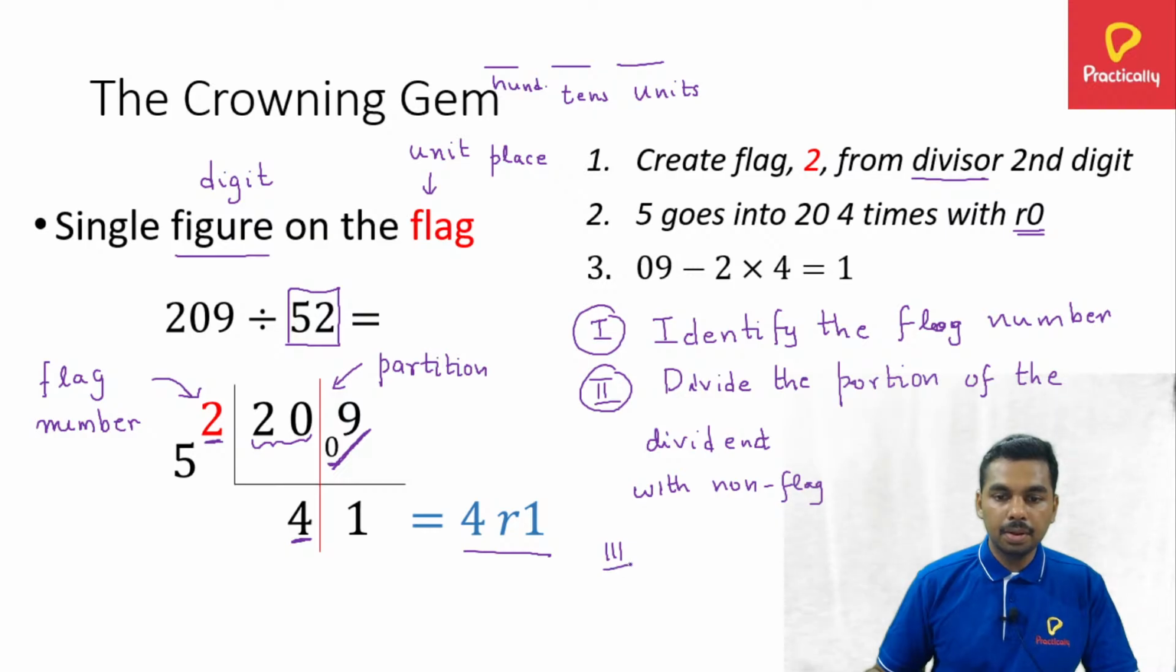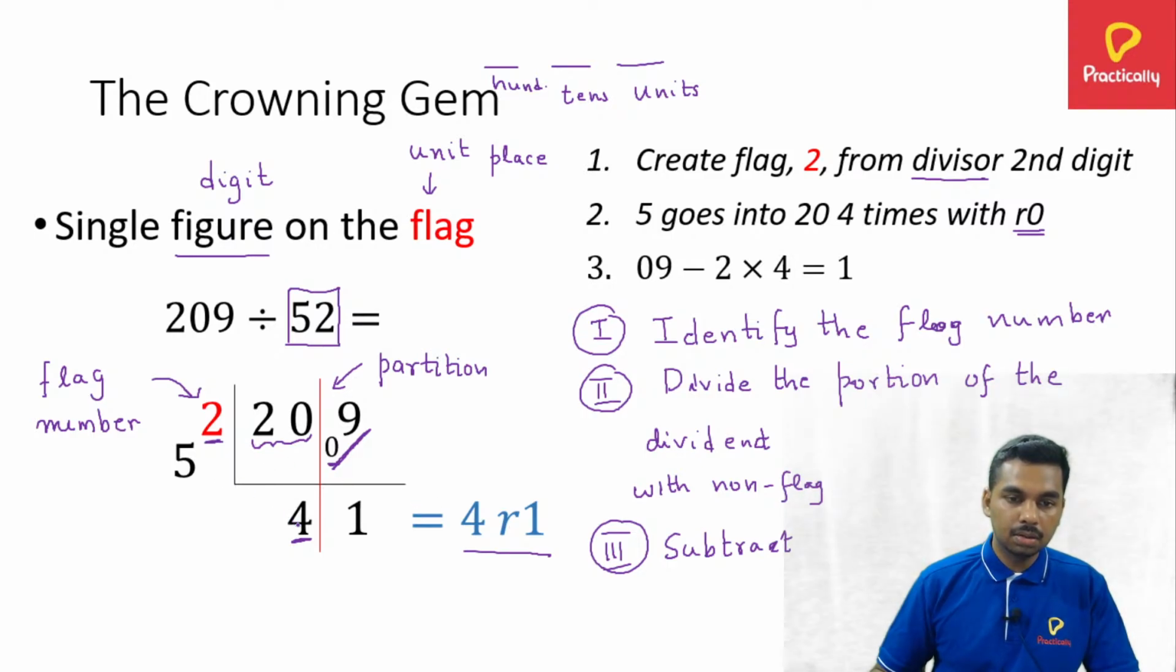The third step is very direct. You just have to subtract from the partition number, which is 09, 4 multiplied by the flag number. 4 was the quotient, multiplied by the flag number. So 9 minus 2 times 4, the answer is 1. So that is going to be the remainder.